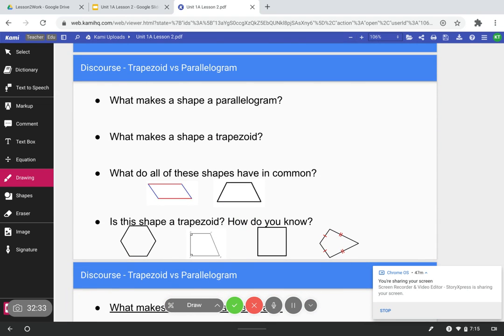What makes a shape a parallelogram? What makes a shape a trapezoid? What do these shapes have in common? Is this shape a trapezoid? How do you know? For the last one, you need to write out an answer for each one. So for that hexagon, is it a trapezoid? And then for the trapezoid, square, and kite, is it a trapezoid? Okay, pause the video, and when you're ready and have your answers, press play.